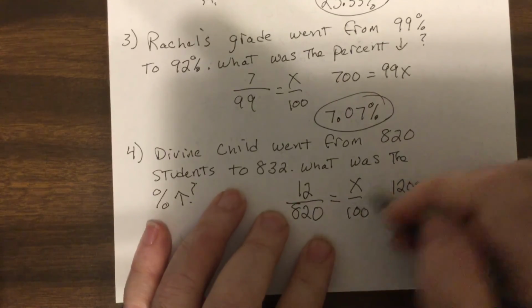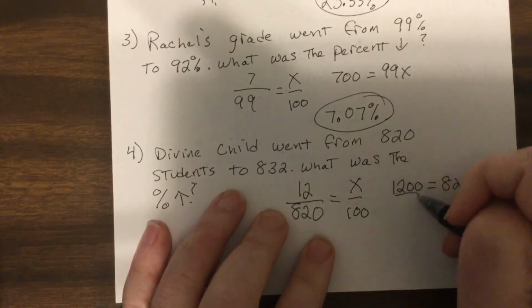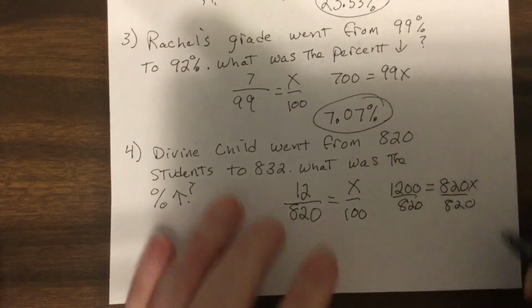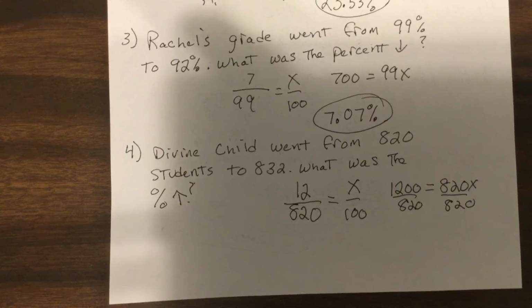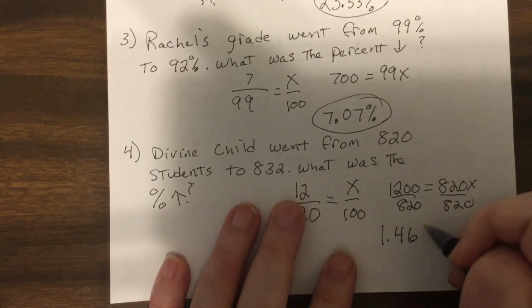So 1200 equals 820x. Divide by 820. So it's just a little bit over 1%, probably about 1.5, something like that. Let's see, 1200 divided by 820 is 1.46. Again, round to the 100th.